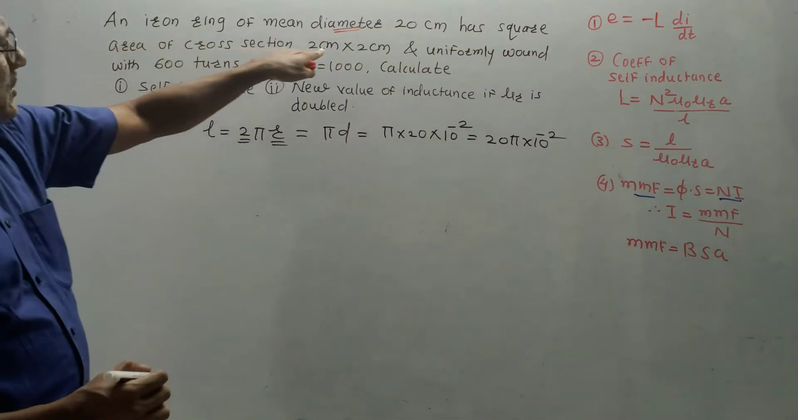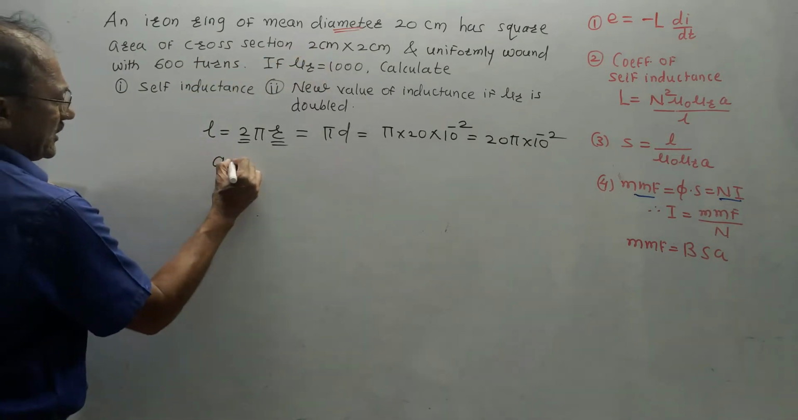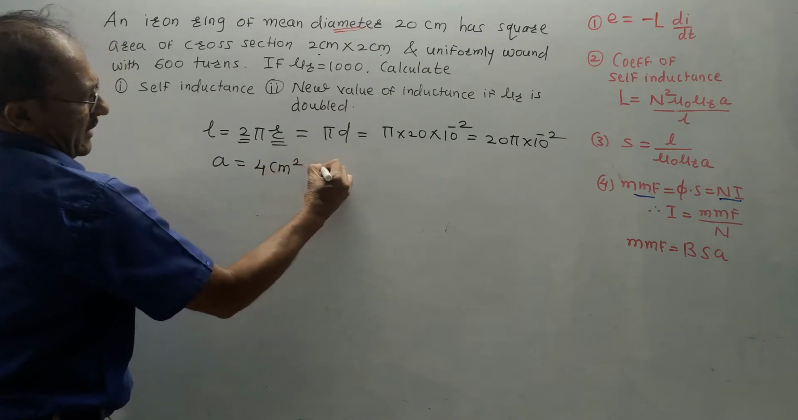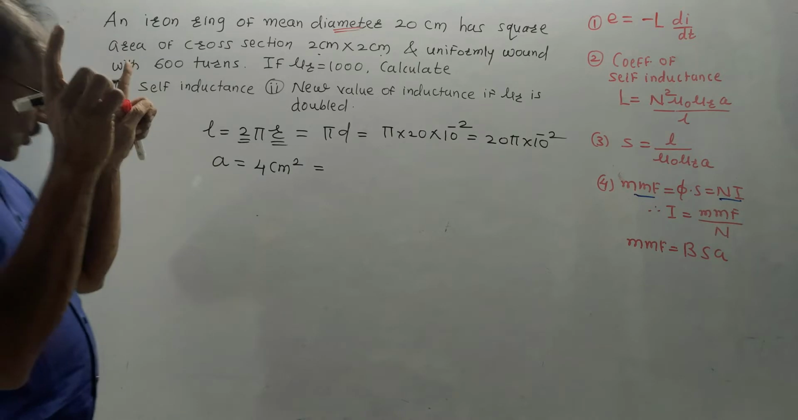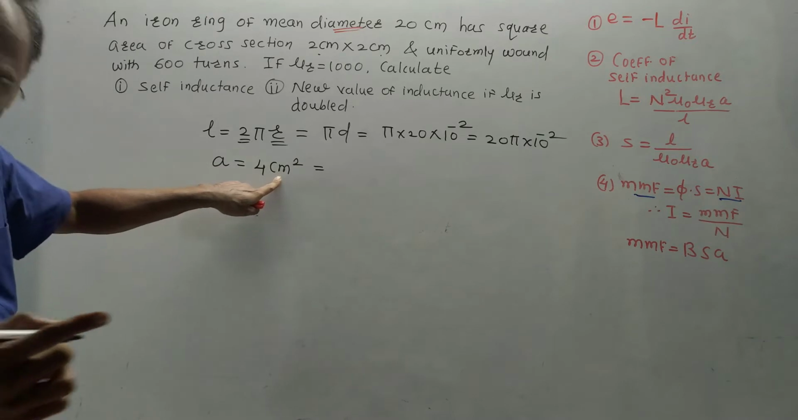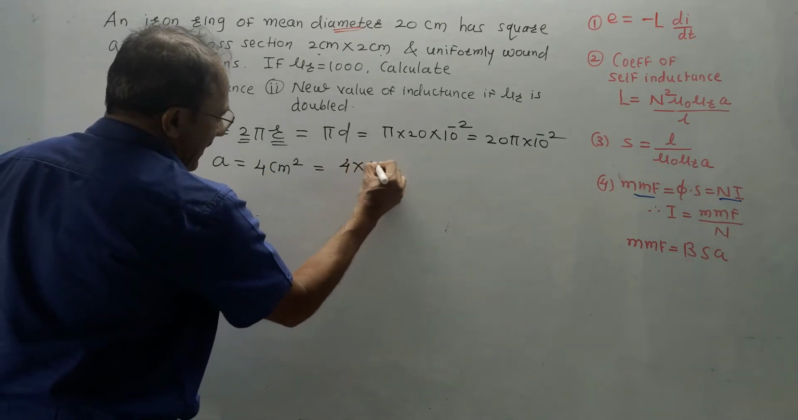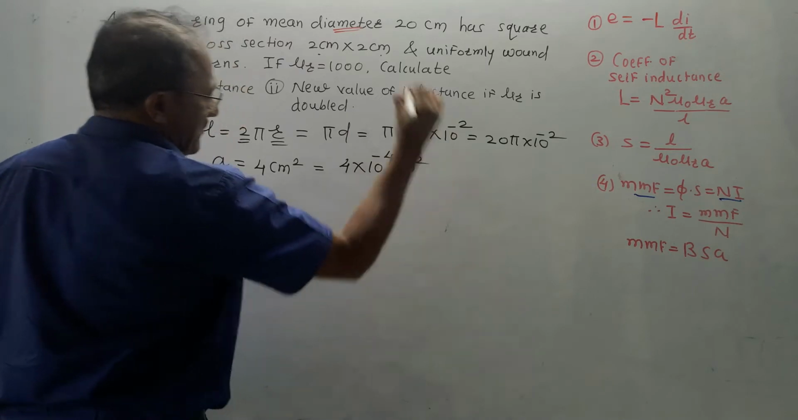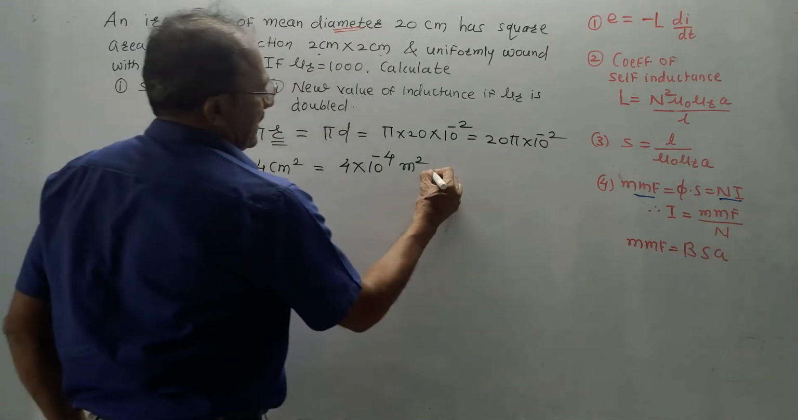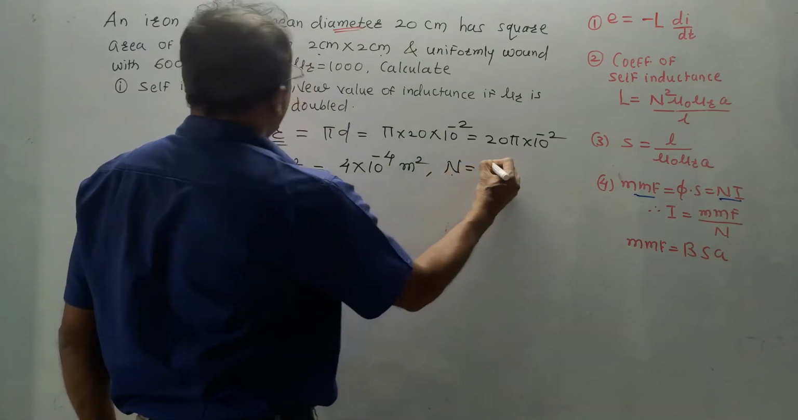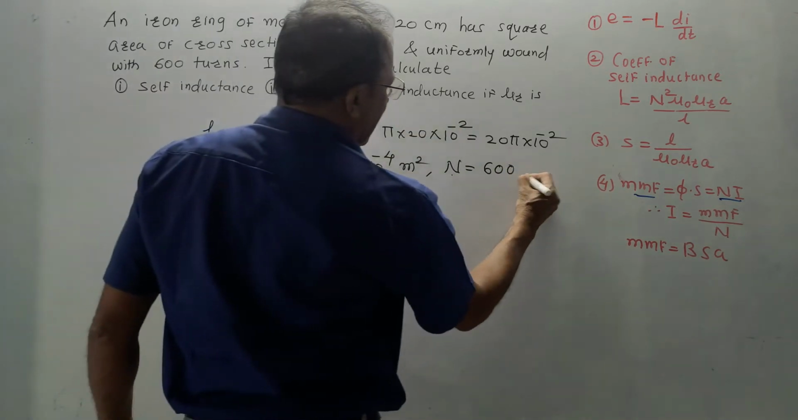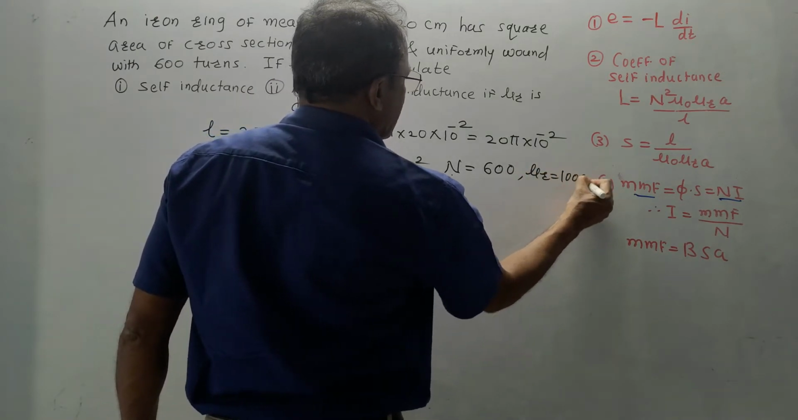It has a square cross section. This is the area. Area is denoted by small a, which is 2 centimeter into 2 centimeter, that is 4 centimeter square. If you want to convert it into meters, don't make the common mistake. We know that 1 centimeter is 10 raised to minus 2 meters, but it is centimeter square. So this 4 must be multiplied by 10 raised to minus 4. Then it becomes meter square. This is the area. It is uniformly wound with 600 turns. Number of turns is denoted by N, big N. So N is 600. Mu r, that is relative permeability, is given in the question, that is 1000.